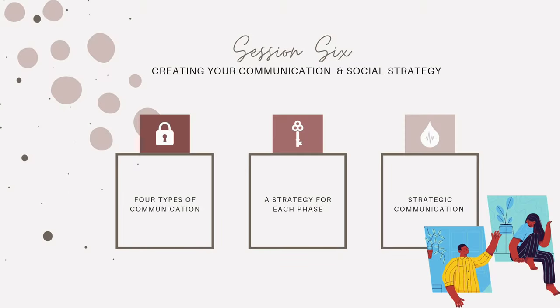This is session number 6, creating your communication and social strategy. How you choose to communicate, who you choose to communicate with, and the methods that you use to communicate are all going to change depending on what phase of your cycle you're in. For example, during ovulation, you tend to want to socialize and communicate a lot more. And then during the menstrual phase, we tend to want to communicate and socialize a lot less, in person at least.